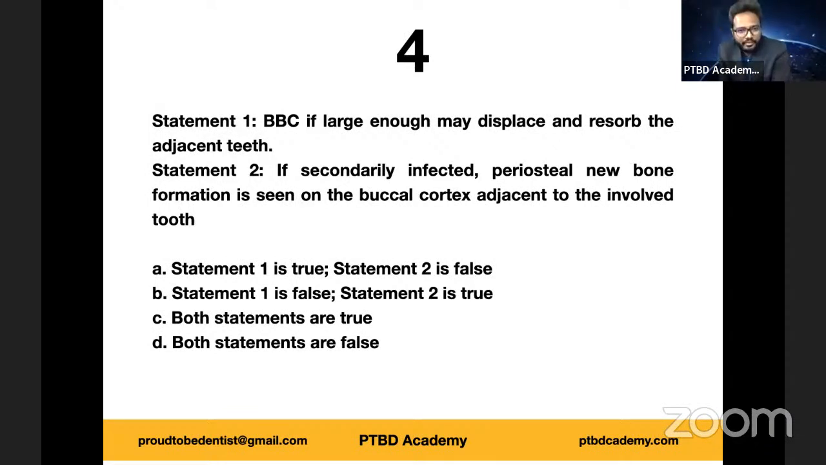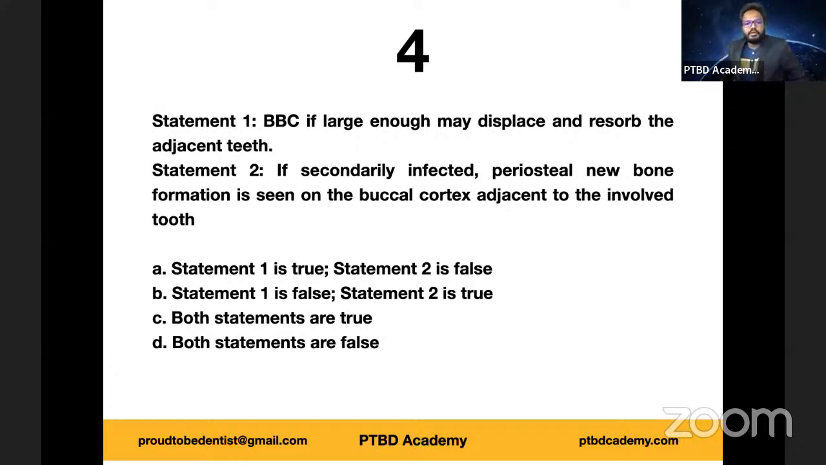Now, penultimate question, buccal bifurcation cyst. Two statements. Statement one: buccal bifurcation cyst, if large enough, may displace and resorb the adjacent teeth. Statement two: if secondarily infected, periosteal new bone formation is seen on the buccal cortex adjacent to the involved tooth. Again, I'm trying to give you additional information in the form of questions. So even if you're wrong, it doesn't matter as long as you're learning.